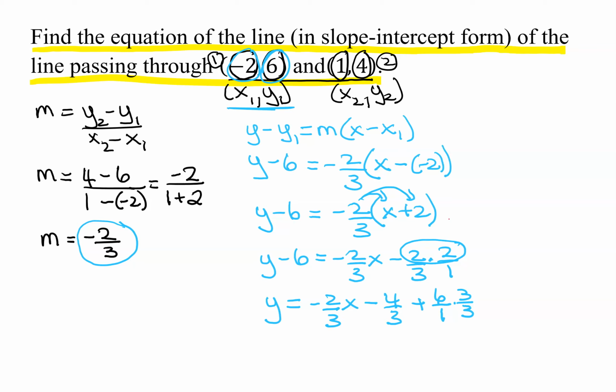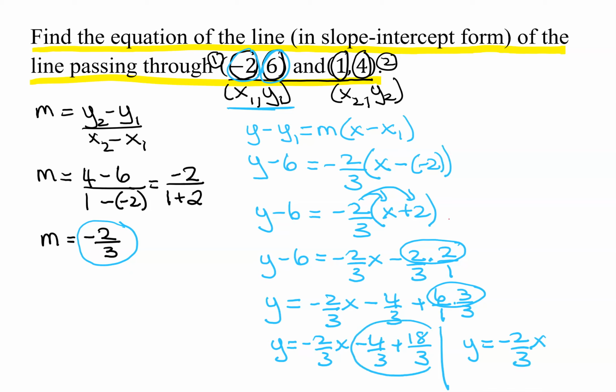So y equals negative 2/3 x minus 4/3 plus 6 times 3 is 18/3. So what is my equation? My equation is y equals negative 2/3 x. What do I get when I add these two together? Common denominator, negative 4 plus 18 is plus 14/3. So there is my equation of the line in slope-intercept form.